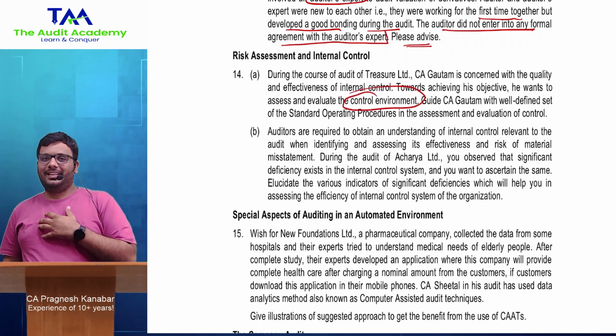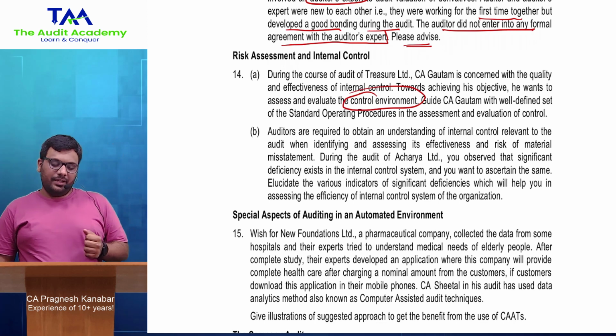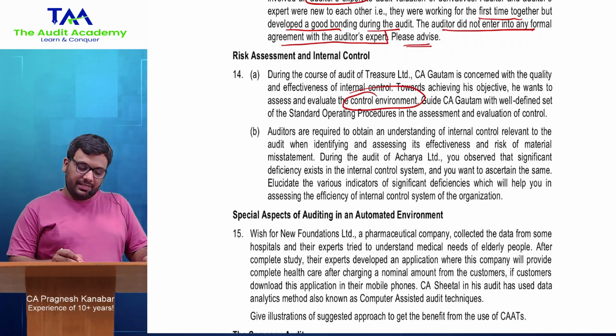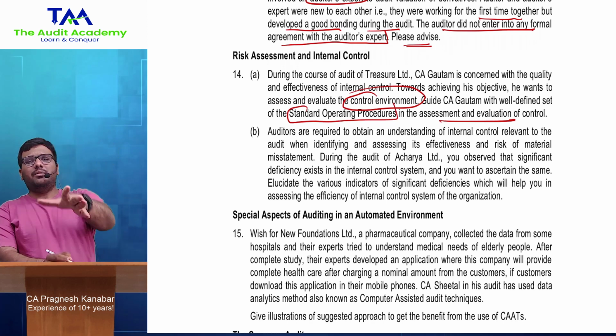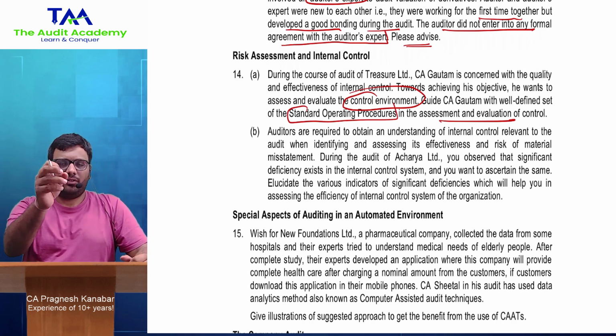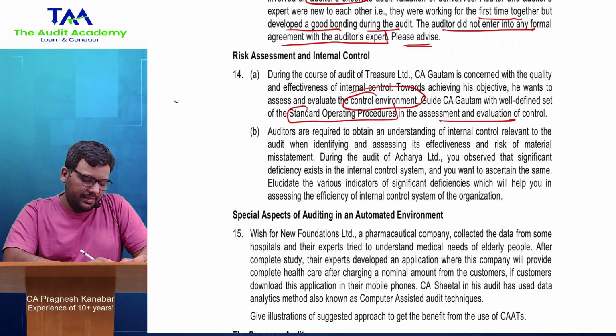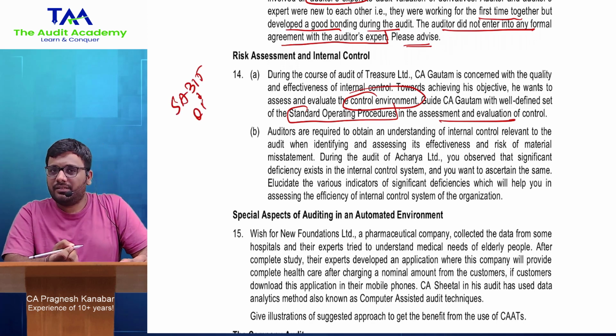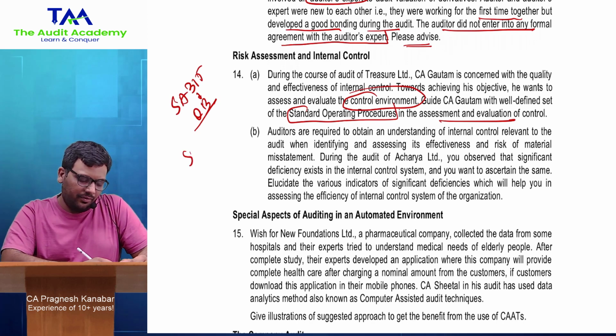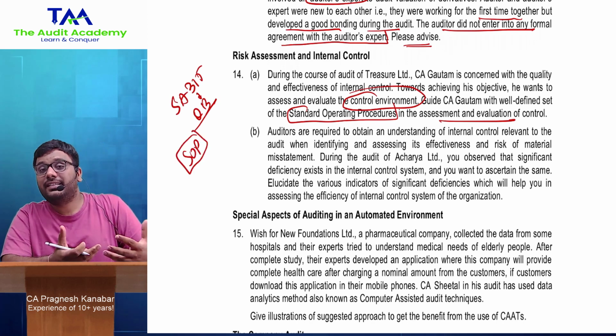Control environment. But don't worry, the question is simple. Guide CA Gautam with a well-defined set of standard operating procedures in the assessment and evaluation of control. If you go and watch my revision video, and if you are my regular course or fast track course student, in Essay 315 question bank, I have explained this, the concept of SOPs and a well-defined set of SOPs.